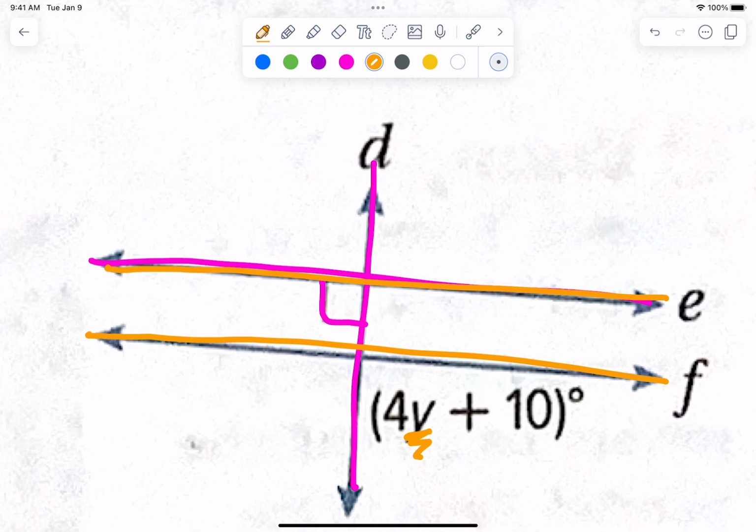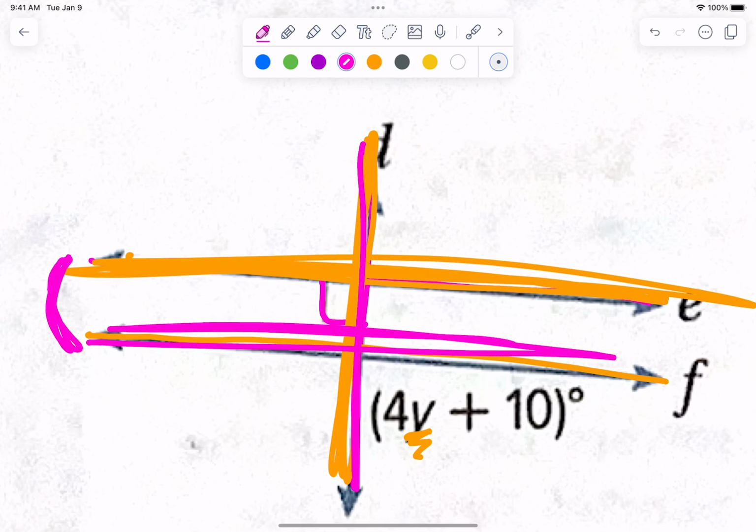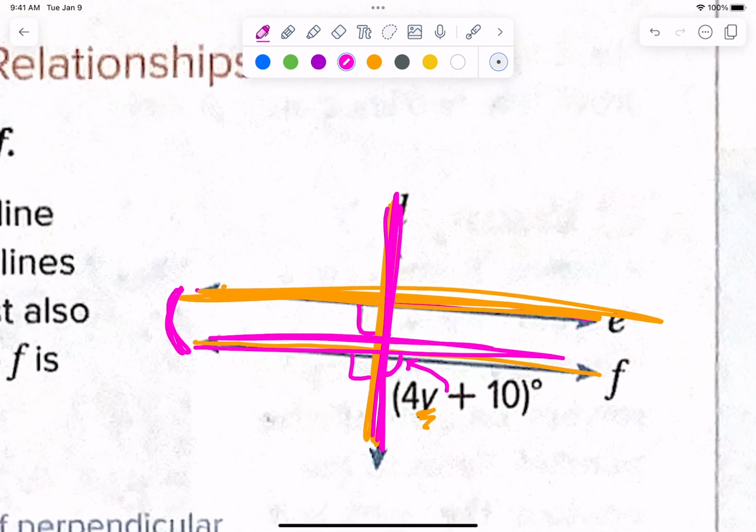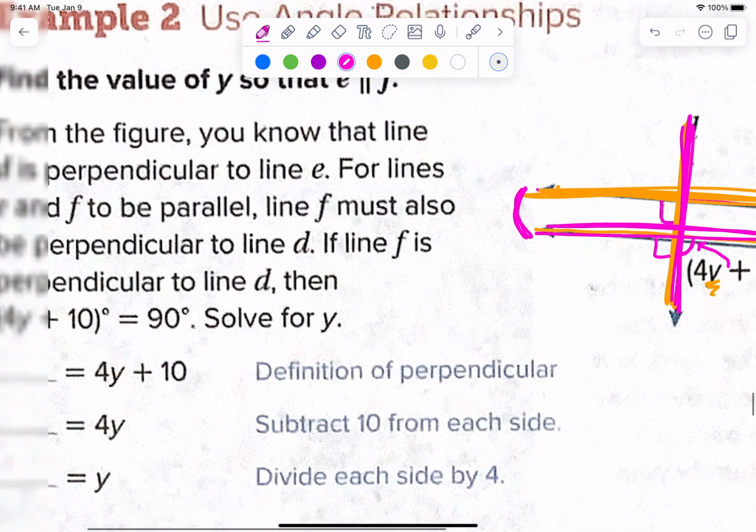If the one straight up and down is perpendicular to this one, in order for these two lines to be parallel, would this one have to be perpendicular to this one as well? Yes. So this is a 90-degree angle. And this 4y plus 10 is this angle right here. So it would have to be 90, right? It's kind of like the rungs on a ladder. They would have to all be 90-degree angles.